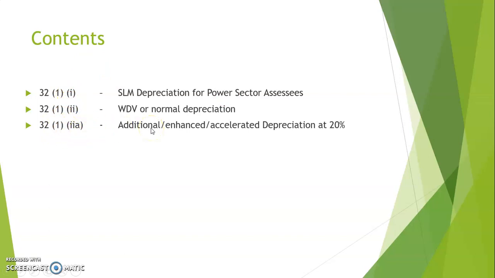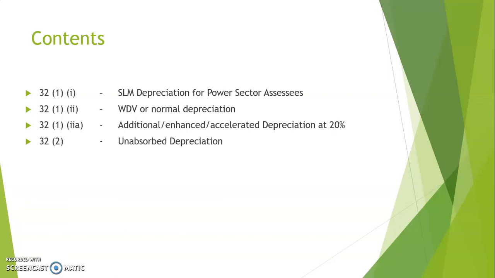32(1)(iia) refers to additional, enhanced or accelerated depreciation. This is a depreciation provided over and above the basic depreciation for assessees who take WDV. If an assessee goes with WDV as their basic depreciation, and if he or she or the corporate fulfills certain criteria and conditions, then they can take an additional depreciation above this normal depreciation at 20%. That is your additional depreciation.